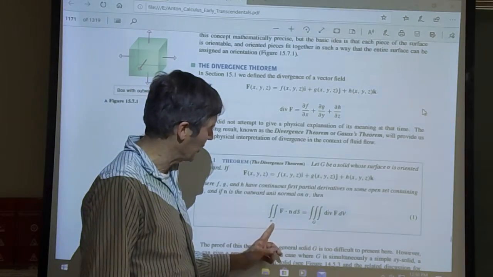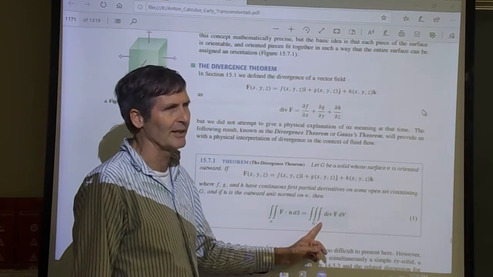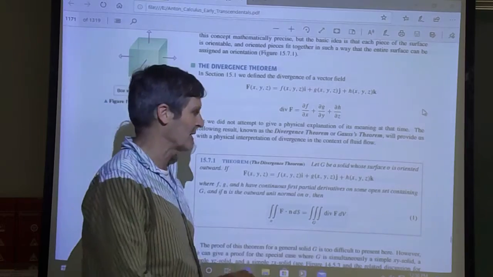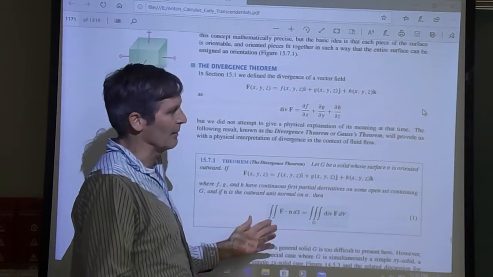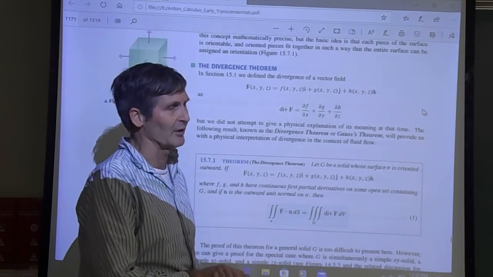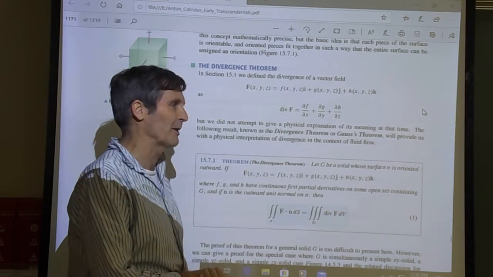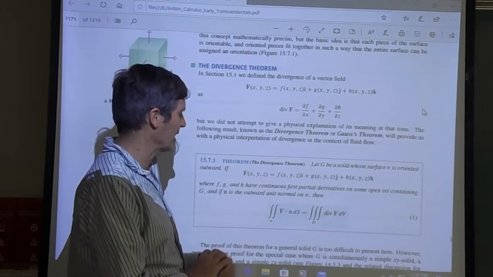Wait a minute, I'm taking a double integral and making it a triple integral. It's going to make it easier. Well, it's the same thing that we had before, where we could write a line integral as a double integral by Green's theorem, and sometimes that actually did come out to be easier if it was the right shape. That's going to be the same case here.